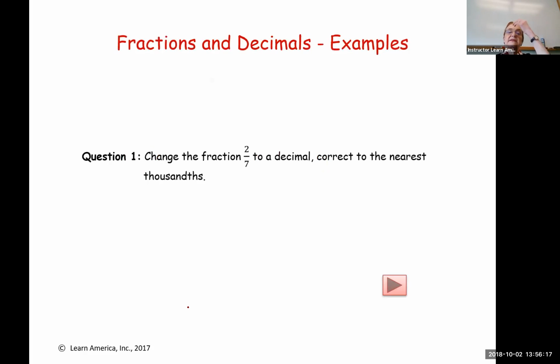Now let's take a look at some examples involving fractions and decimals. For example, supposing we want to change the fraction 2/7 to a decimal, correct to the nearest thousandth. Well, what we really are saying is 2 is divided by 7, so it's like saying 7 into 2, and of course, in order to do this, we have to put a decimal point and then add as many zeros as we wish.